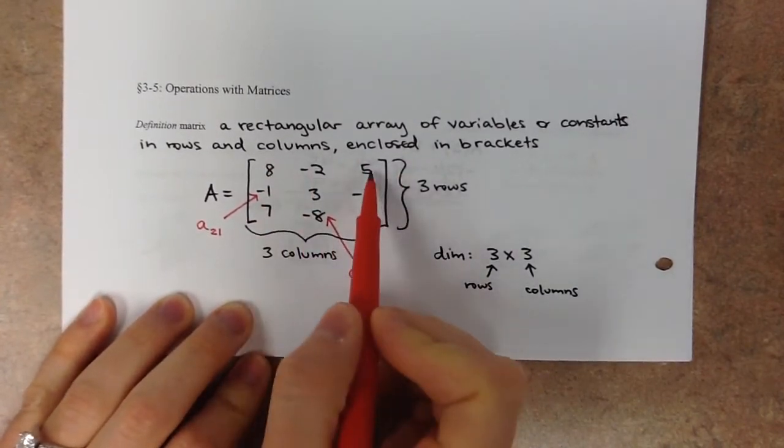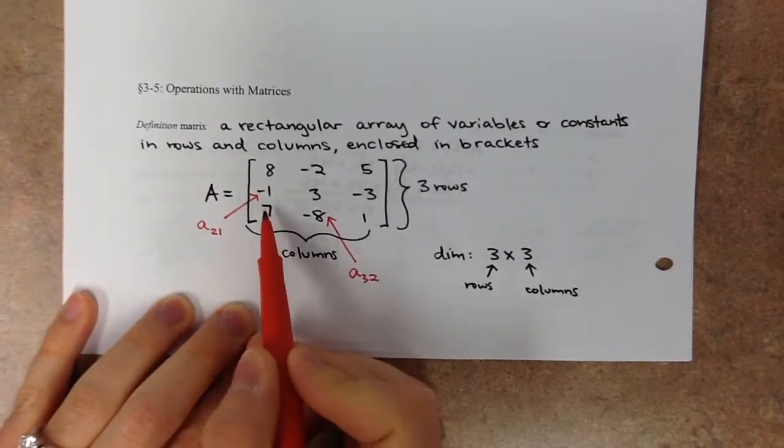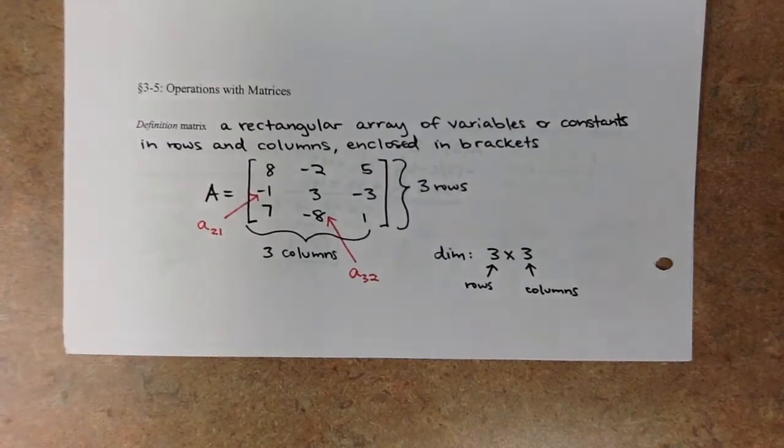a11, a12, a13, a21, a22, a23, a31, a32, a33. Of course, if our matrix was B, then we would start with b, etc. So that's kind of a quick rundown on matrices.